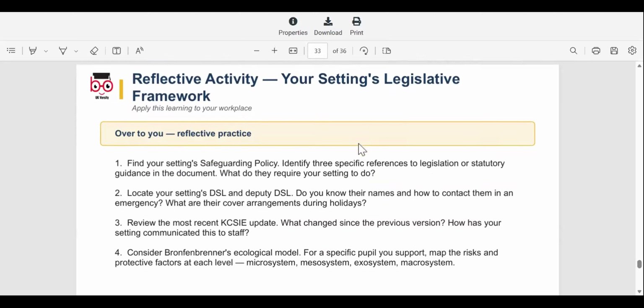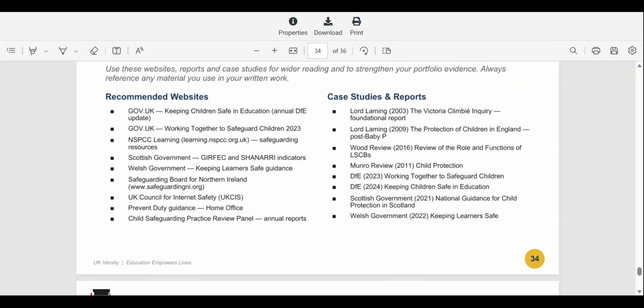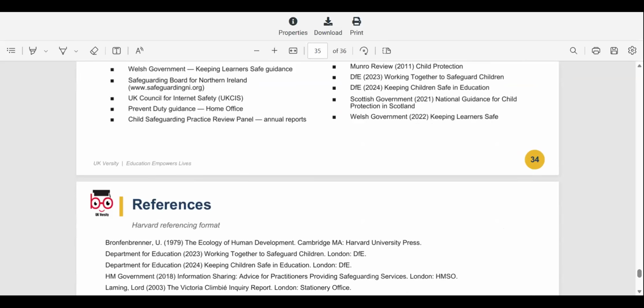There's a reflective activity, which you can look at in your own time, and we can move on to learning outcome 2 now. Are there any questions on learning outcome 3, Christine? No. Okay. So let's go on to learning outcome 2.